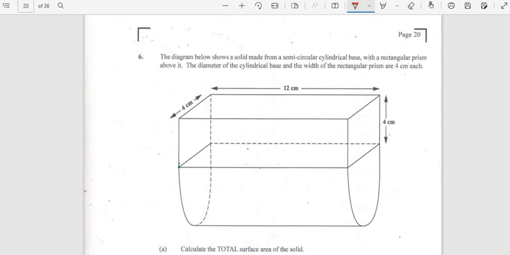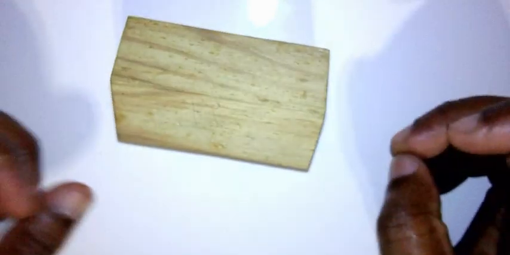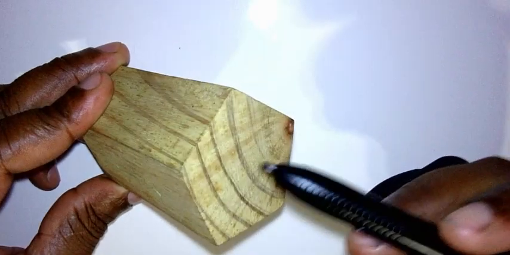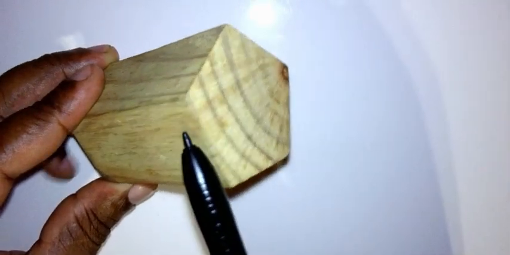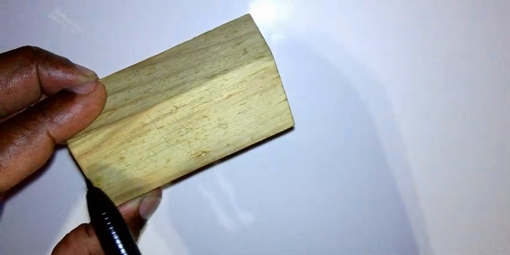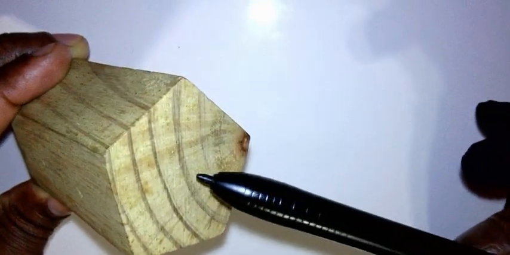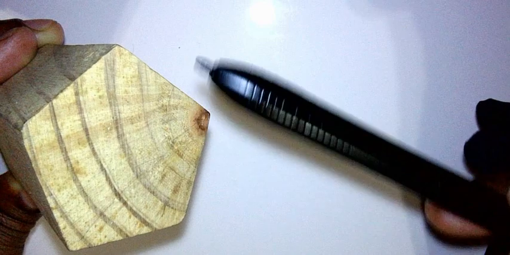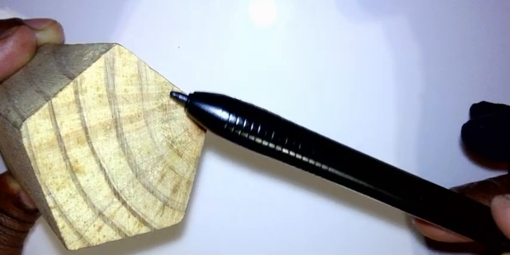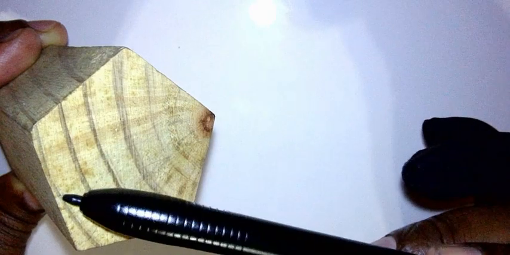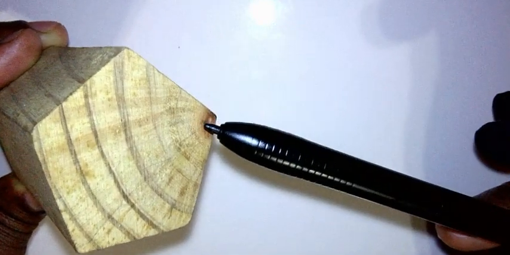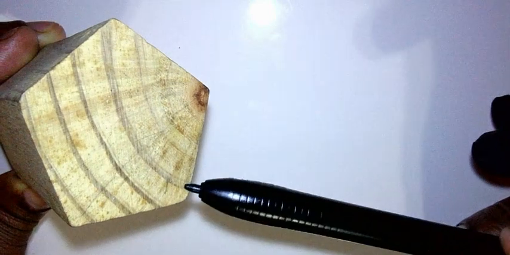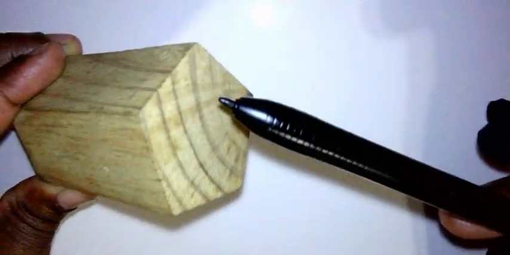Now, what is a prism actually? Let's quickly review that. A prism is basically a solid where you have a uniform cross section all the way through its length. So here we have a solid, and what we have is this face that is a polygon. But what type of polygon? A pentagon. 1, 2, 3, 4, 5. 5 sides, and so we say it's a pentagon. In fact, each side is equal, so it's a regular pentagon.